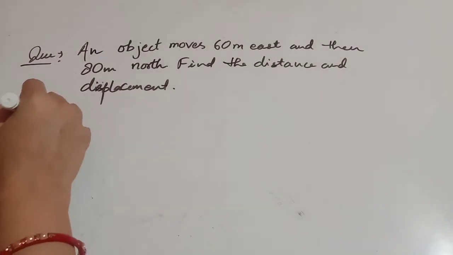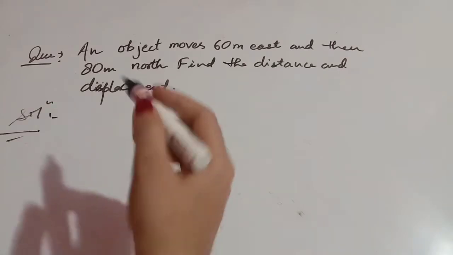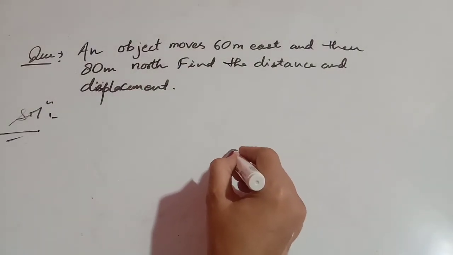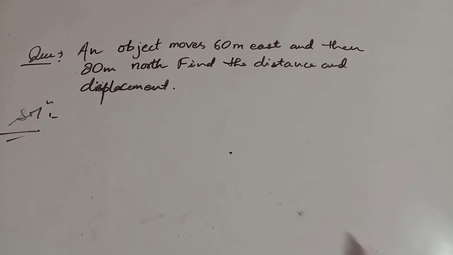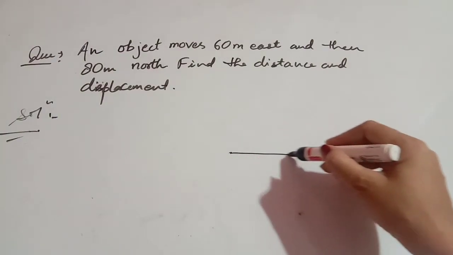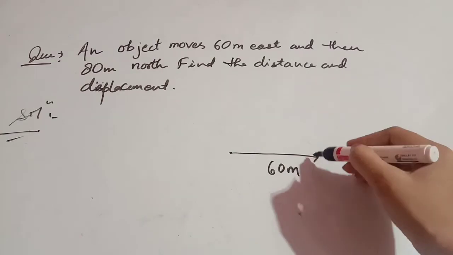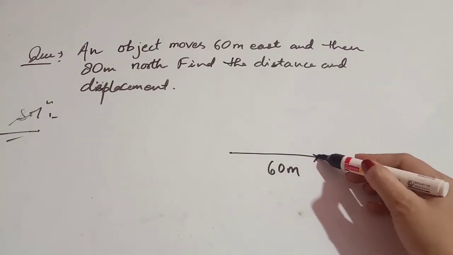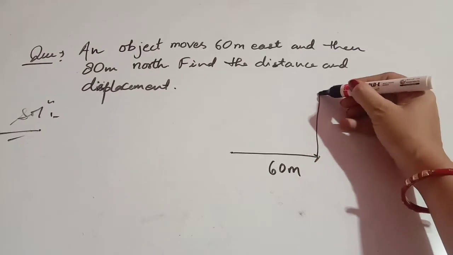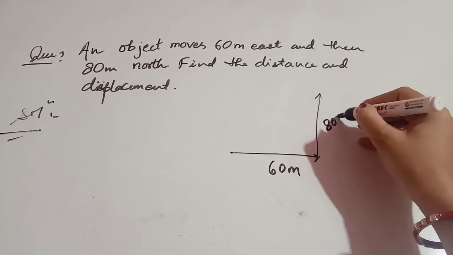So first we have to draw the diagram. 60 meter east. Now suppose from this point the object will start moving. 60 meter east, this one is our east side. So this is 60 meter. Now the position of the object is here. From here 80 meter north. So north is in the upward direction. This one will be 80 meter.